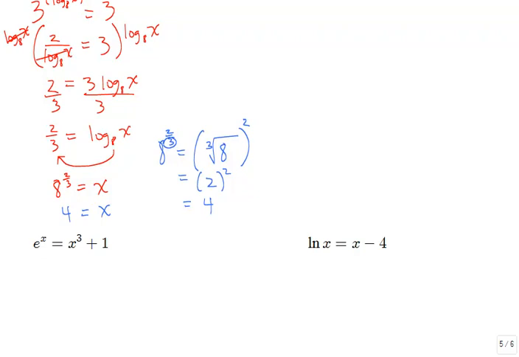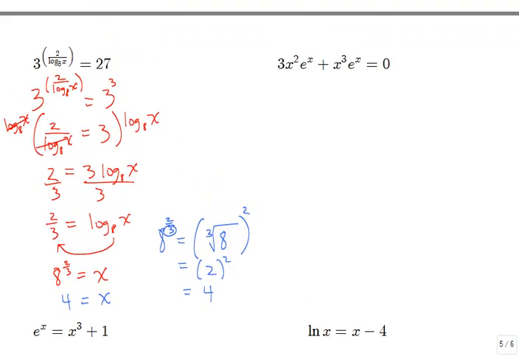And we did have some logs in this problem, so let's just double check our domain. If I were to plug in 4 for this x, we would be taking the log of a positive number, which is what we want. So this is valid, and we get x equals 4. So that one's a little bit tricky. Let's take a look at the next example here.